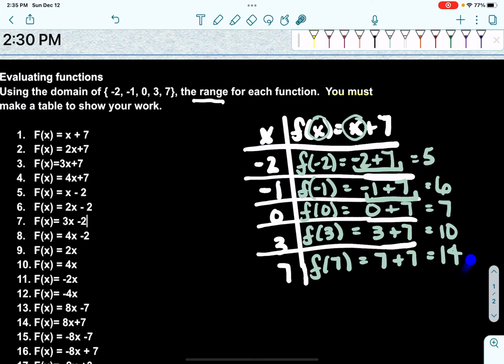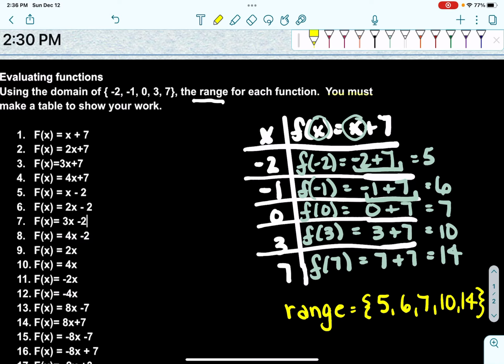Now, the numbers that I get right here are my range, but I need to write them kind of like these are. So I'm going to do range equals and use my set notation. And then I've got to put these in order from smallest to biggest. So 5, 6, 7, 10, and 14. Now this is exactly what you're going to do in every single other problem on here. Exact same thing. So this would be what I'd show on my paper for number 1.